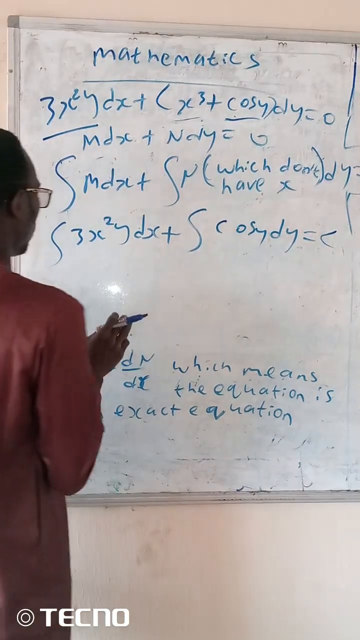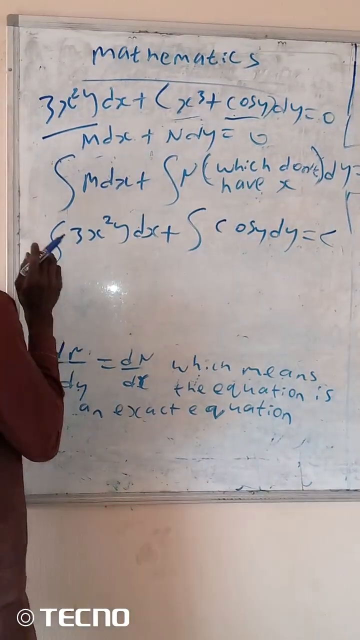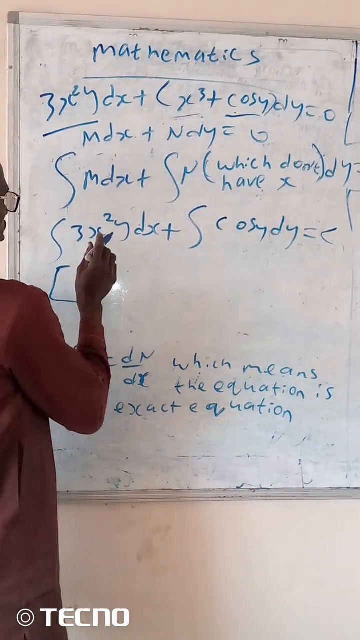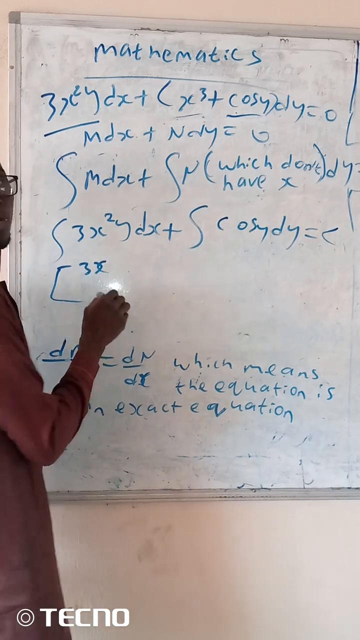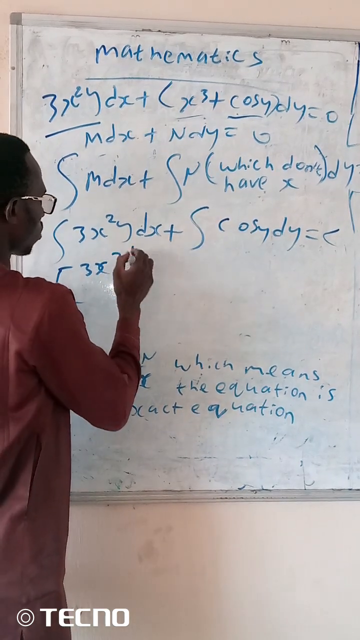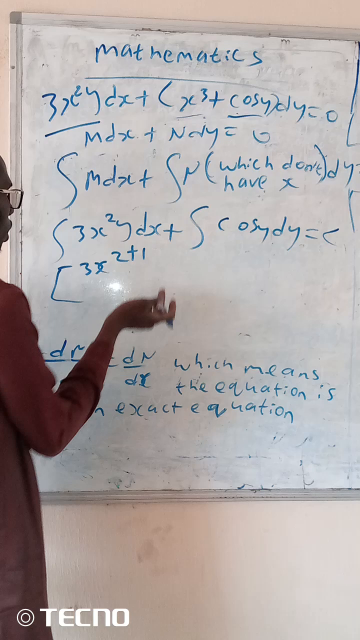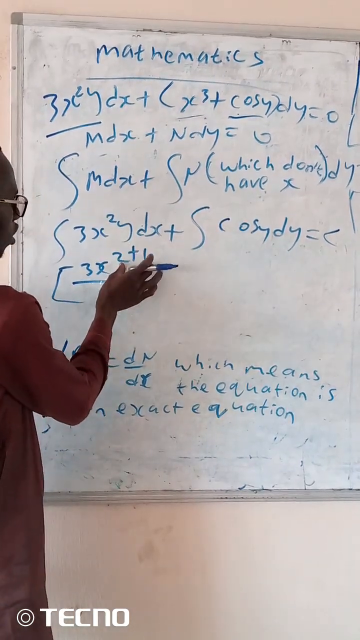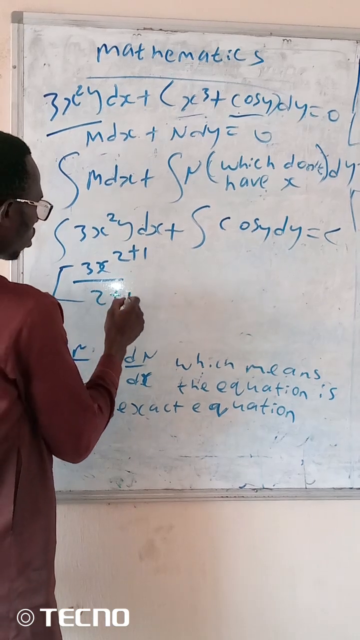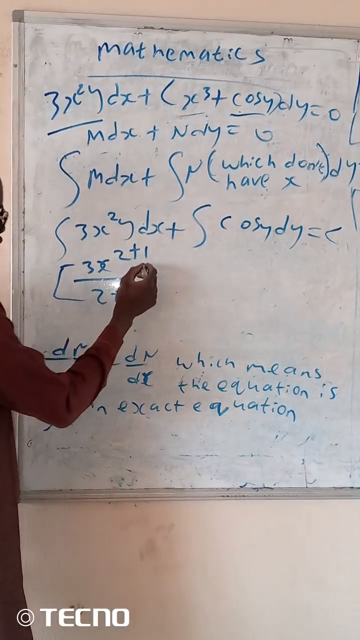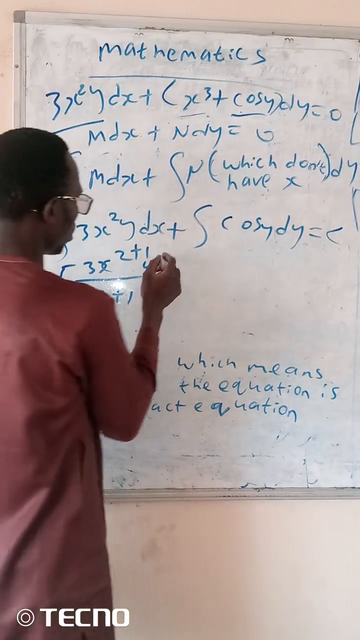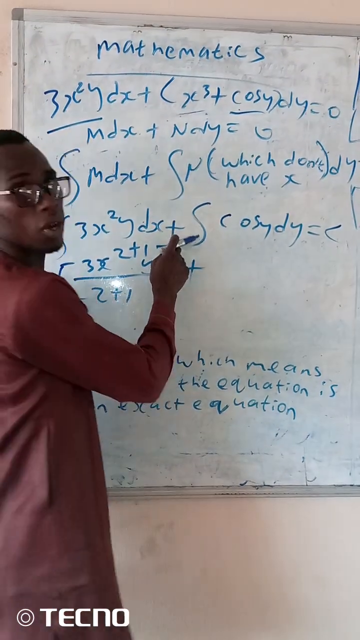So now let's integrate it right away. The integration of this with respect to x. So we have 3x² plus 1, we're going to add 1 to the power, then divide by 2 plus 1. Remember there was y here, so we're going to put y here. This is how we're going to do it. Plus, this addition sign.